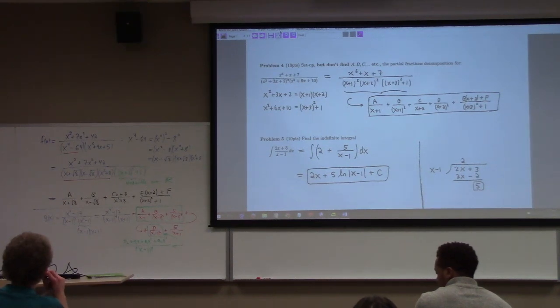Getting back to your basic question, the difference is that one is an irreducible quadratic and the other one is a linear factor to a power. That's the difference.